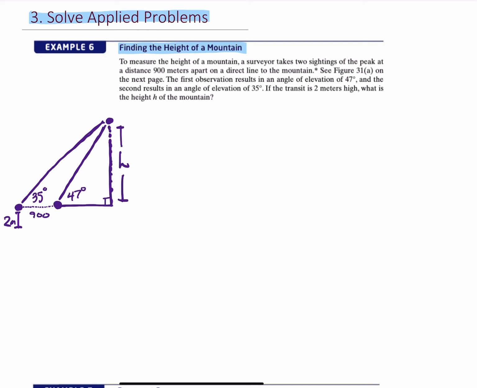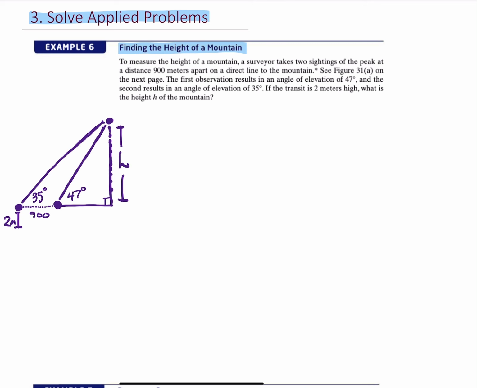So you might, in maybe some previous version of this question, if we knew exactly how far we were away from the mountain, we could just use a single triangle and have some angle. And if we knew how far away we are, we can maybe use the inverse tangent to find our missing height.